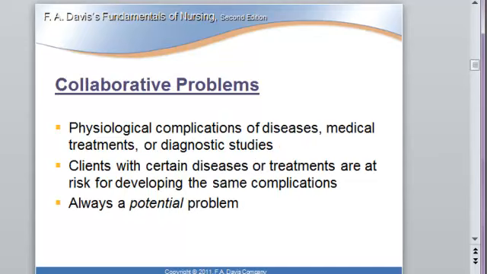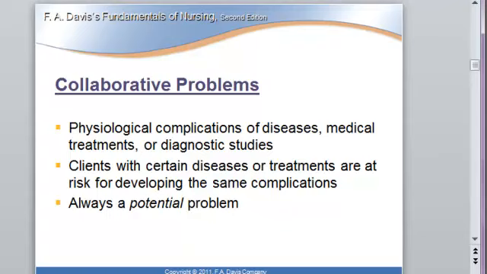Collaborative problems. Your book goes over different types of problems that you can help your patient with. When they talk about collaborative problems, these are certain physiological complications of disease, medical treatment, or diagnostic studies.